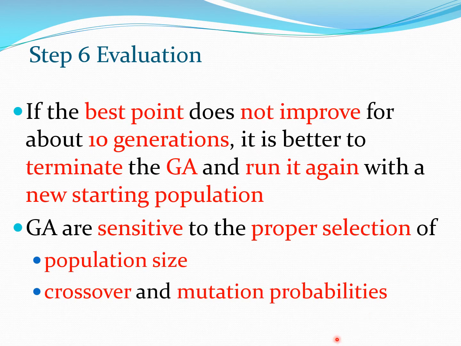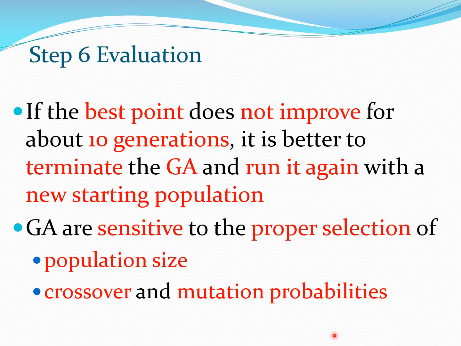Now if the best point does not improve in about 10 generations, then it is better to terminate the GA and run it once again with a new starting population. So this is something to keep in mind, that you don't want to waste your time across the generations, because do remember that every generation is carrying along a lot of function calculations with it.